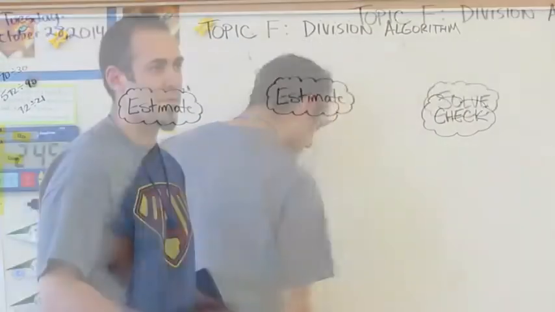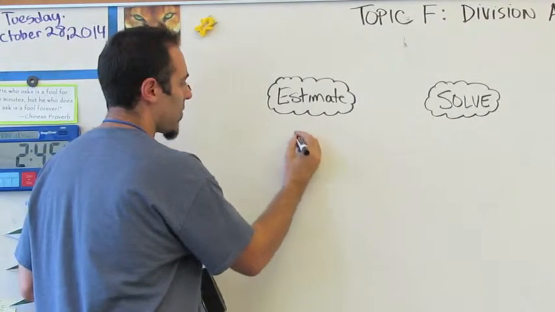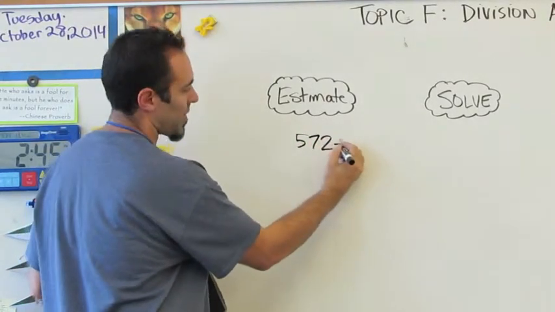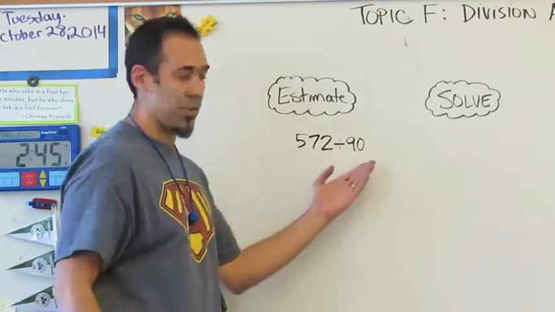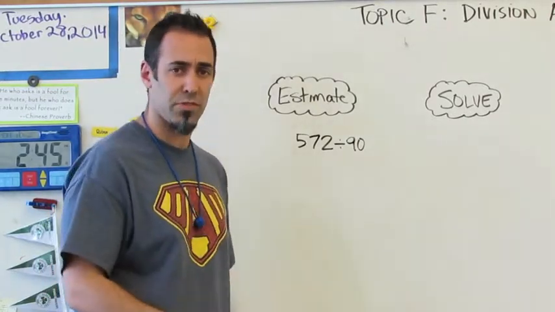Moving on to now a harder problem. Let's do 572 divided by 90. 90 works as a good divisor for estimating. It's a nice round number. It's a multiple of 10.